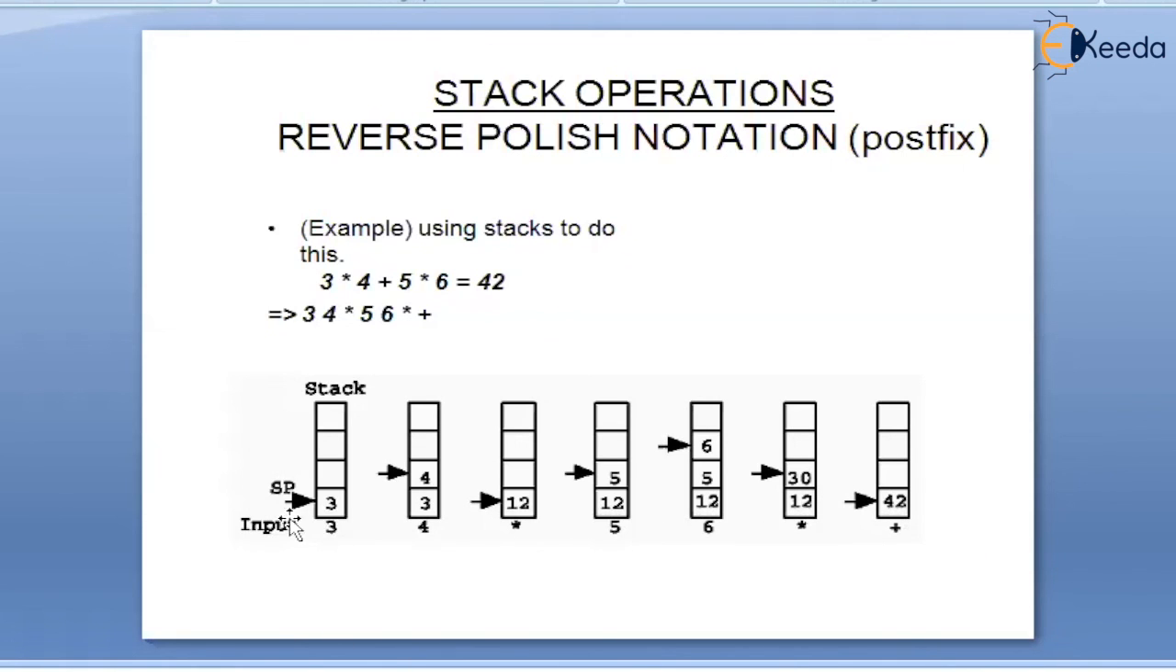First 3 is getting pushed. Try to understand again. In order to perform 3 into 4 plus 5 into 6, which is equal to 42, how is this going to be done? First 3 needs to be pushed. Second, 4 needs to be pushed. Then I need to perform multiplication, 3, 4 multiplication. This is the first operation. When you try to perform any operation on the stack, the first 2 elements will get operated on and the result will get stored here. So 3 into 4 happens, that is 3, 4, star.